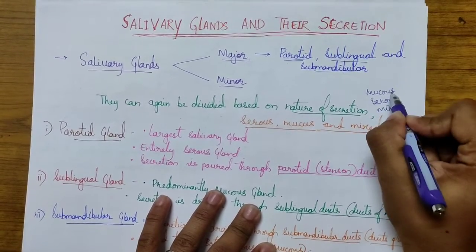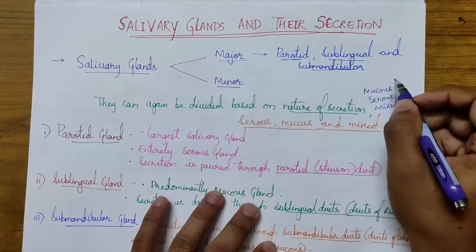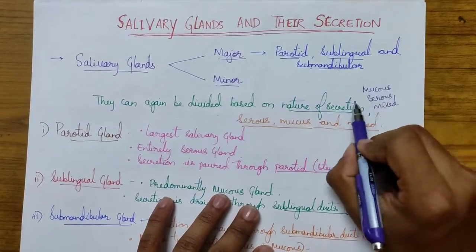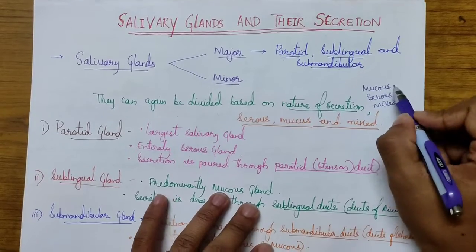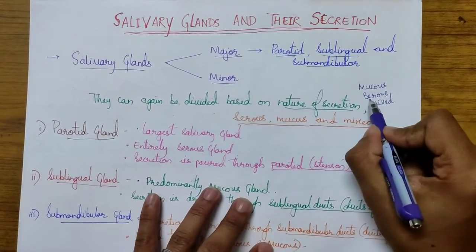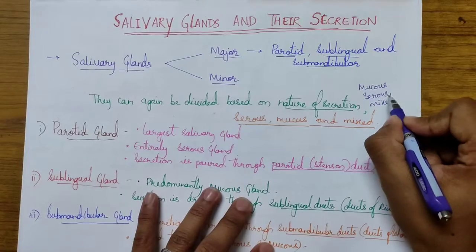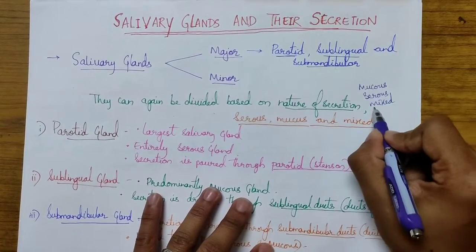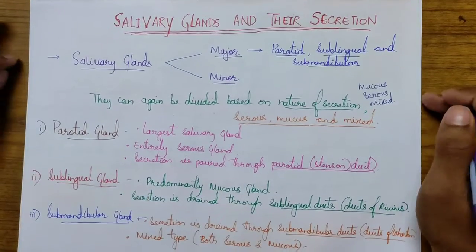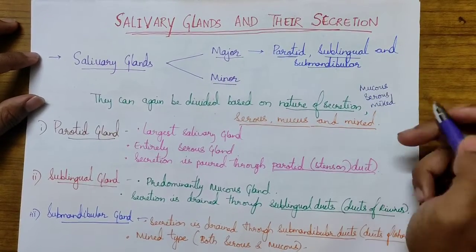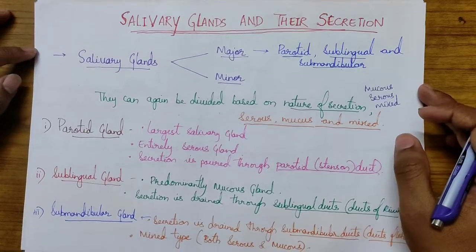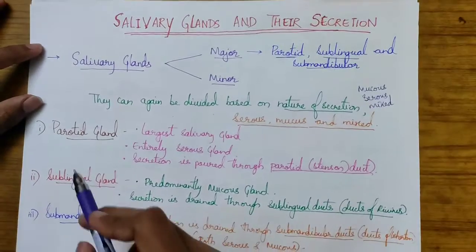The mucus secretion glands are the salivary glands which release secretion that is thick in consistency and contains mucus. The serous type of salivary gland contains secretion which is watery, and the mixed type of salivary gland releases secretion which contains both mucus and watery secretion. So let's talk about three of these glands in detail.